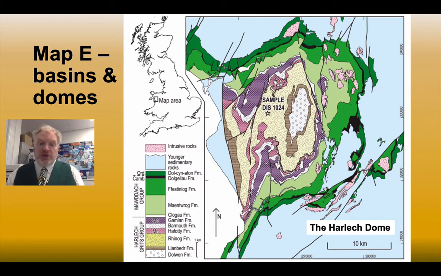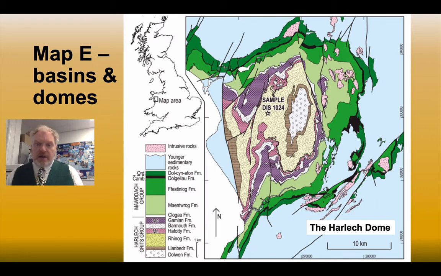If we look at the age of the rocks here, we can see the oldest rock, the Dolwen Formation, right in the middle of this structure, and the youngest rocks, the green ones of the Mawddach Group, around its edge. So this feature is anticlinal in form. Oldest rocks in the middle, youngest at the edge.